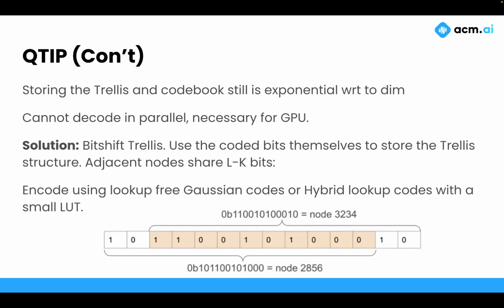So their solution is to use a bit shift trellis. Basically, the encoded bits themselves are storing the trellis structure by overlapping L minus K bits. And then to avoid having to store the lookup table in the GPU, they just use a lookup-free Gaussian code, where basically you do bit transformations onto the code itself to recover back a point that is distributed on a Gaussian.